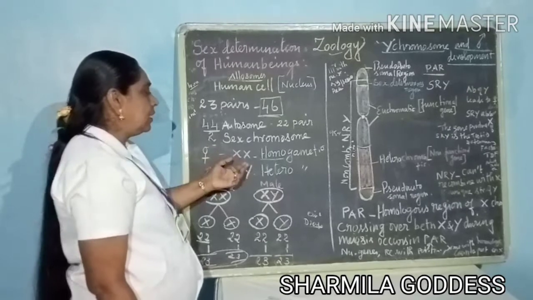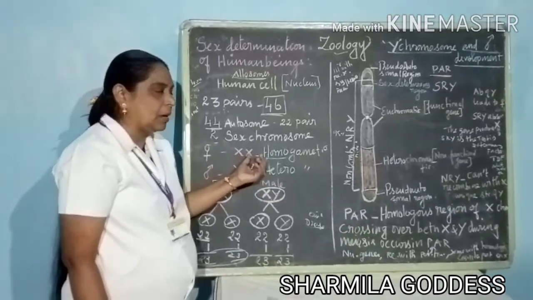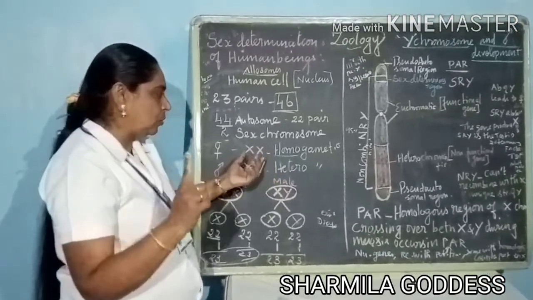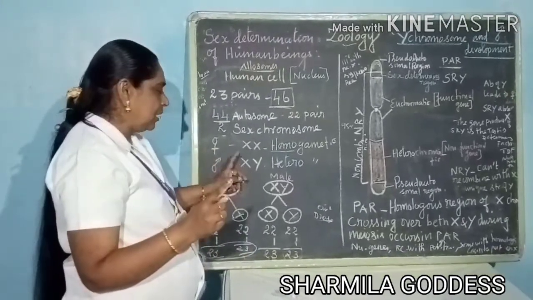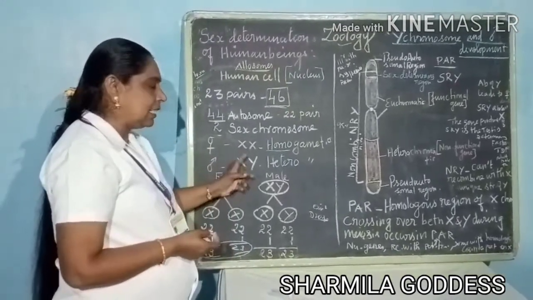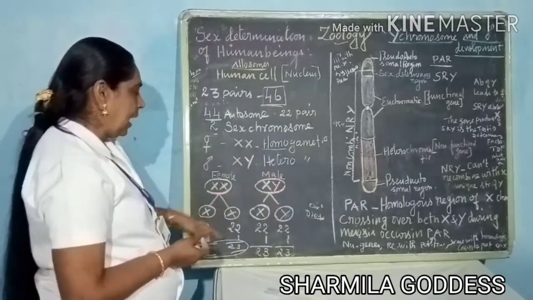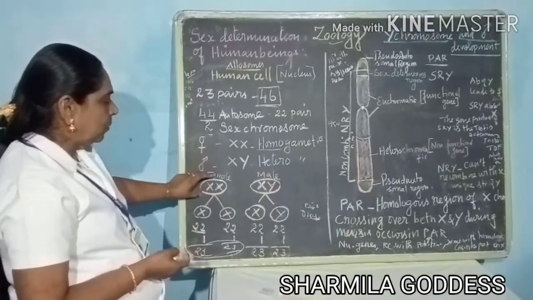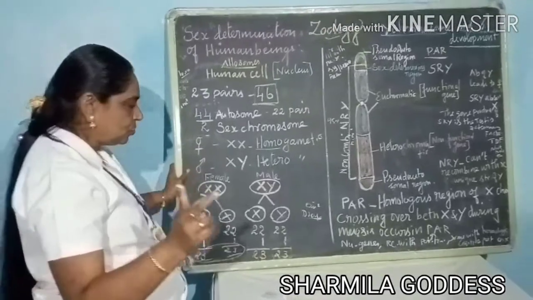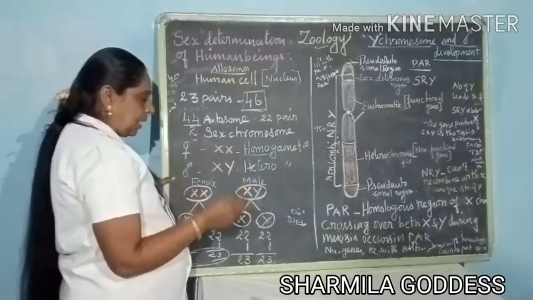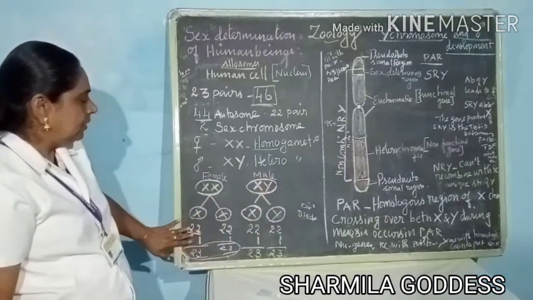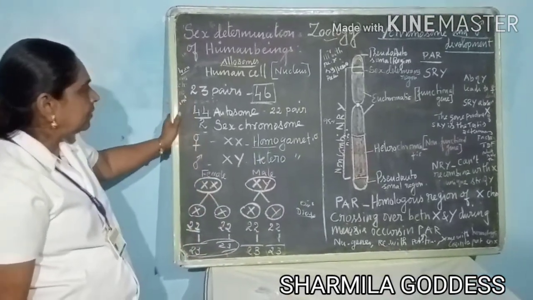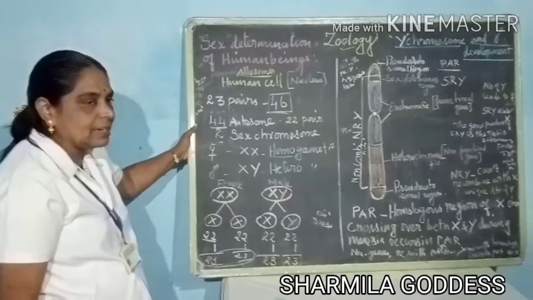The female carries the XX chromosome, that is homogametic, that is 1 type of chromosome. In male there are 2 types of gamete, X and Y, that is heterogamete. So the female is homogametic because it carries the same type, while the male has a different type of gamete. This same type of determination exists in Drosophila.